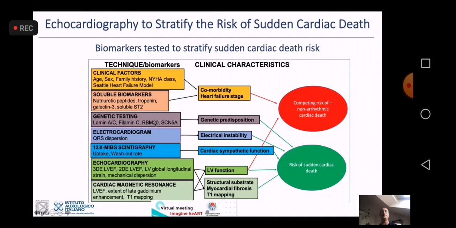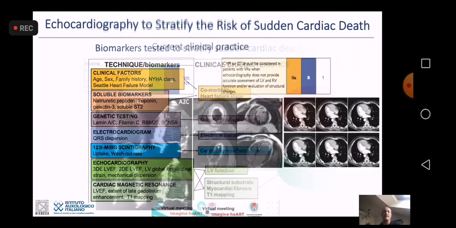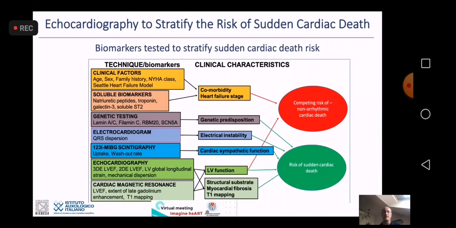This is mainly for non-ischemic pathologies. We know, and we will hear in a moment from Bogdan Popescu about hypertrophic cardiomyopathy, but other cardiomyopathies like dilated cardiomyopathy or arrhythmogenic cardiomyopathy also have a high predisposition for sudden death. QRS dispersion on electrocardiogram has also been used, not very sensitive but very specific.